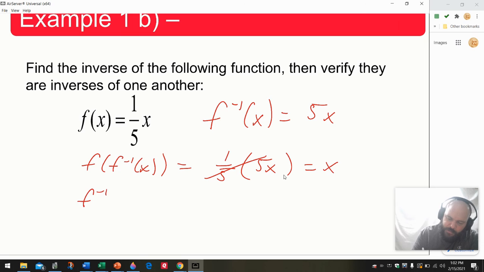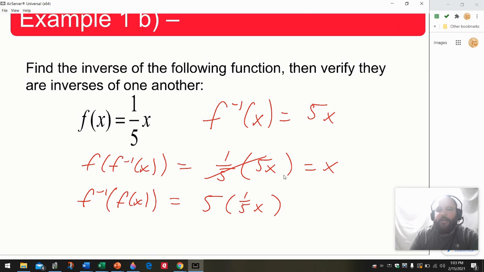We are going to compose them the other way. You do need to compose them both ways. So we're going to find f inverse of f of x. So f inverse is the outer function. f of x is the inner function. And you can see we have 5 times 1/5, which is 1. These both cancel. And once again, we're left with x. So we verified both of these are inverses by composing them. And when we composed them, we got the identity function in both compositions.